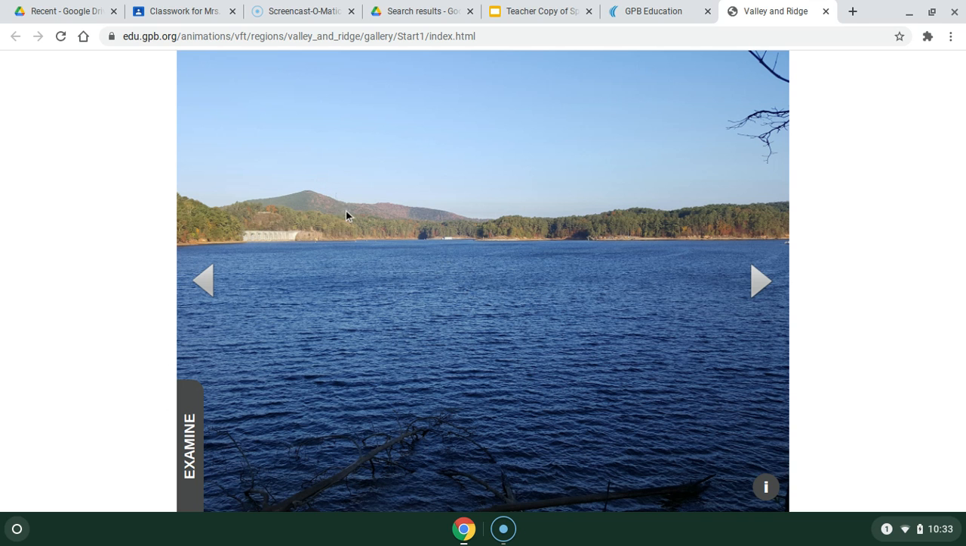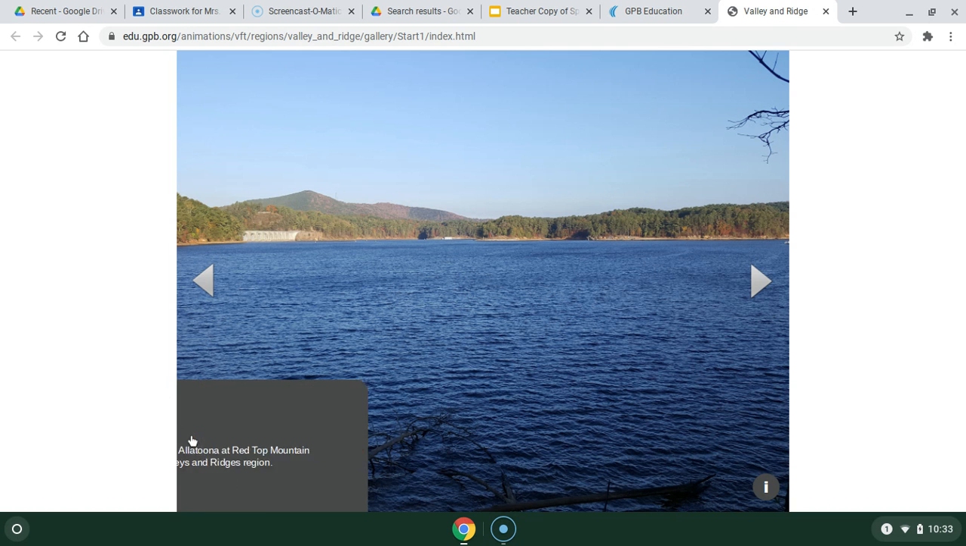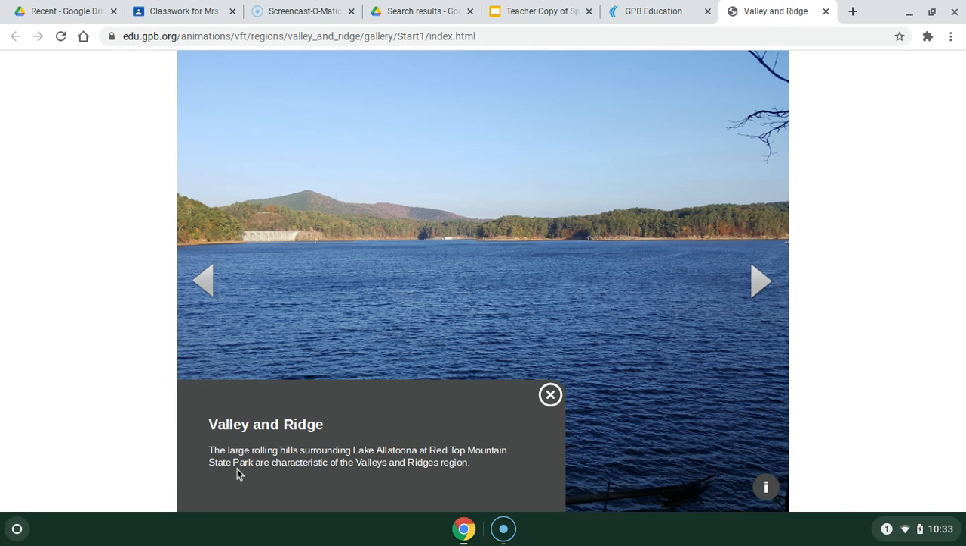All right, so you see there are some way up high areas, and you see this is way down low. It says the large rolling hills surrounding Lake Allatoona at Red Top Mountain State Park are characteristic of the valleys and ridges region. So you can have some really high up places, and then you can have lower places where you have lakes and streams and rivers.